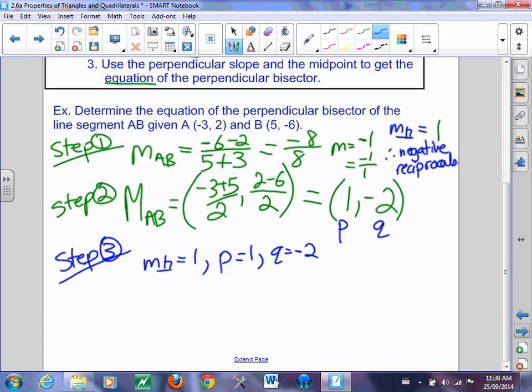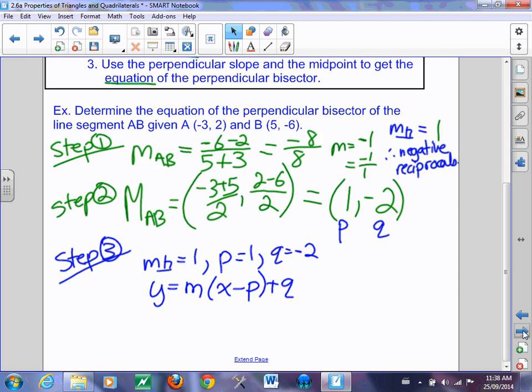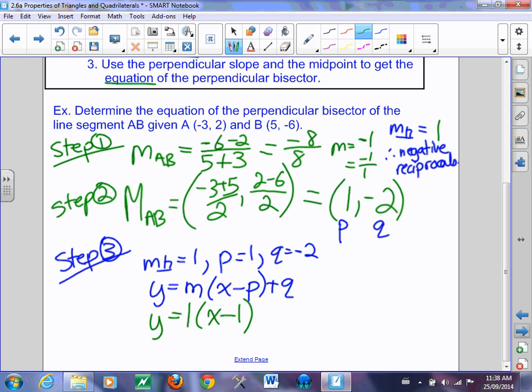And we're going to sub it into that equation that we learned last lesson. I'll just write it out in case you forgot. It's y equals m, x minus p, plus q. So let's sub in all three at the same time, guys. So we're going to go y equals 1, x minus 1, and then subtract 2.